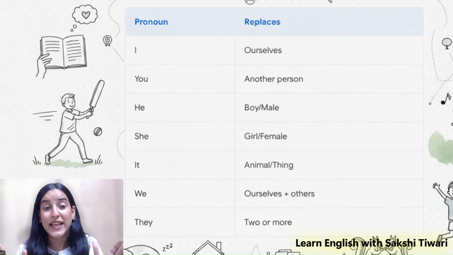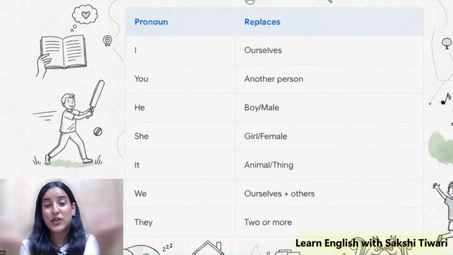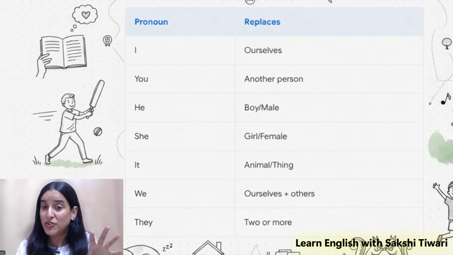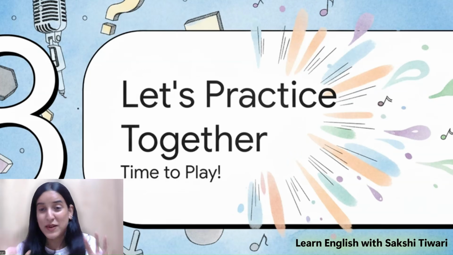Next one is we. So we use the word we when we are talking about ourselves and other people together. जैसे कि we and our friends, we are learning English, right? They, we use they for two or more people, for many animals, for many things. जैसे कि the children are playing, I'll say they are playing, right? So I hope we're able to understand.